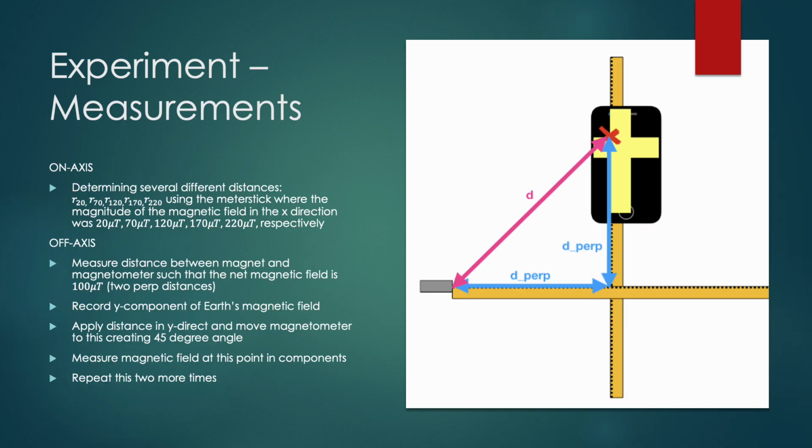The procedure for the on-axis experiment was to determine several different distances using the meter stick where there was a specific magnitude of the magnetic field in the x direction. For the off-axis experiment, we measured distances between the magnet and the magnetometer at which the net magnetic field was 100 microtesla, and we recorded the y component of Earth's magnetic field to make it more accurate, and this is seen in the picture to the right with d perpendicular and d.